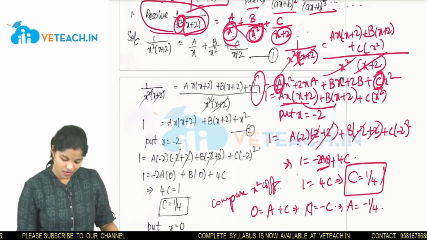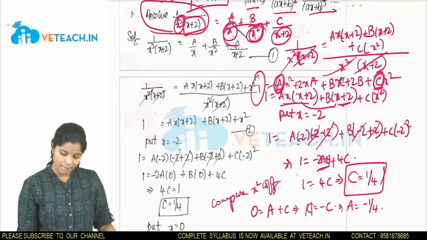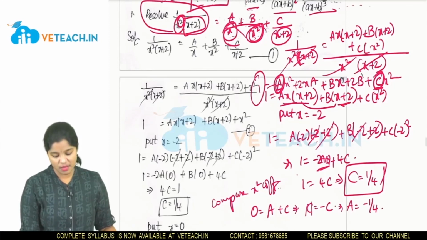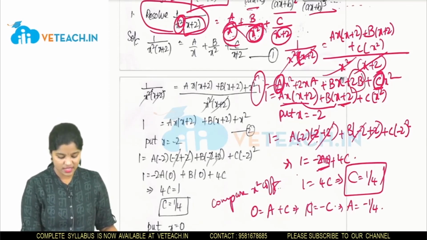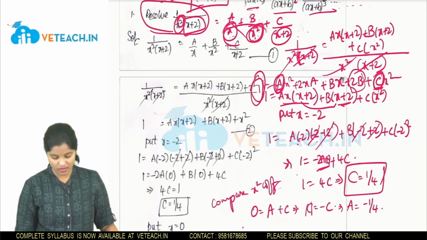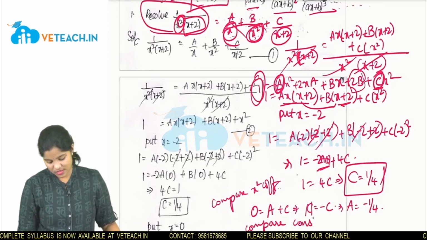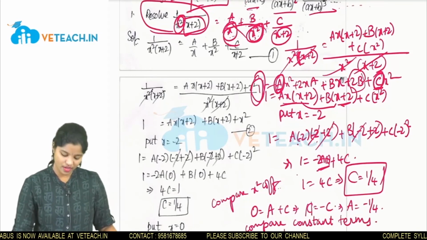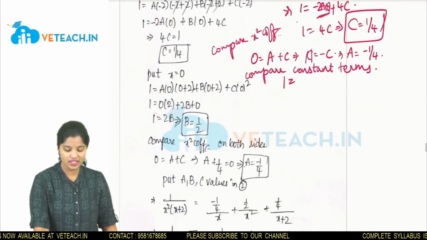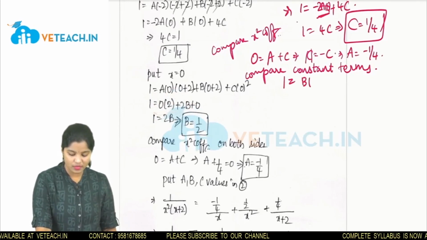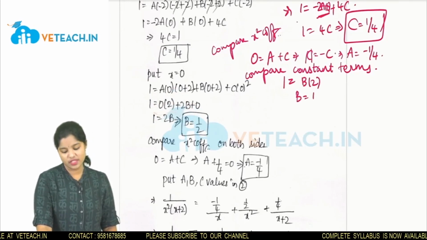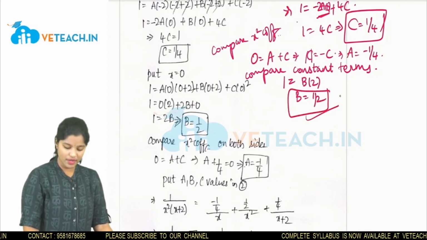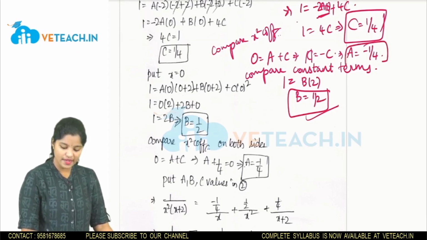Now, in order to get b value, what you should do, you can compare x terms or constant terms. Just compare constant terms. So what we are having on the RHS side? In LHS side we are having 1. On RHS side we are having b into 2. That implies b is equal to 1 by 2. So b is equal to 1 by 2, c value and we also got a value.